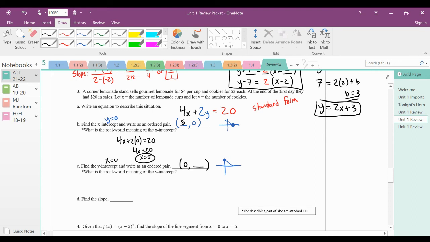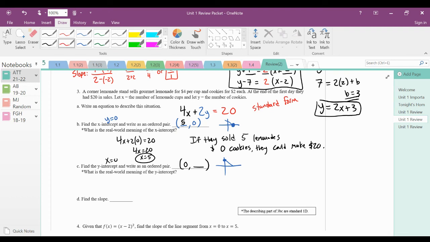What is the real world meaning of this? Well, if x is the number of lemonade cups, they sold 5 lemonade cups. So if they sold 5 lemonades, and the y value is 0, 0 cookies, they can make $20. That's telling me if there were 0 cookies sold, it would have to be 5 lemonade cups if they were going to make $20.